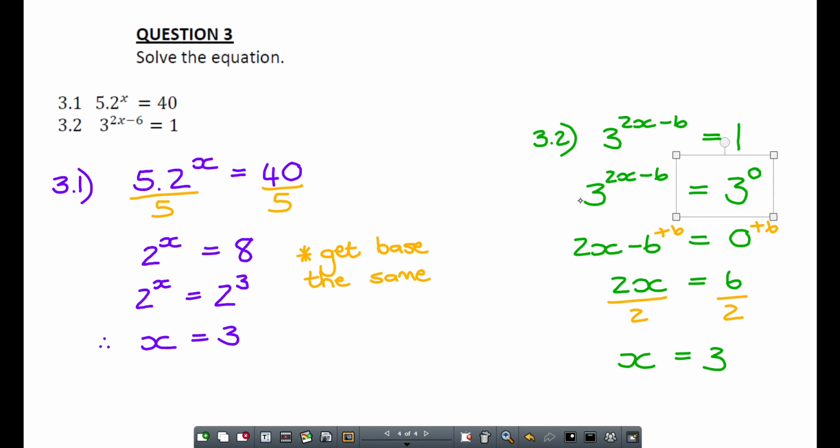Now at this step, can you see my base is 3 on both sides? Which means that now I can go and have a look at my exponents. So next step, I take this exponent and make it equal to that exponent. So 2x minus 6 is the same as the exponent on the right-hand side. Do you get it up until there?